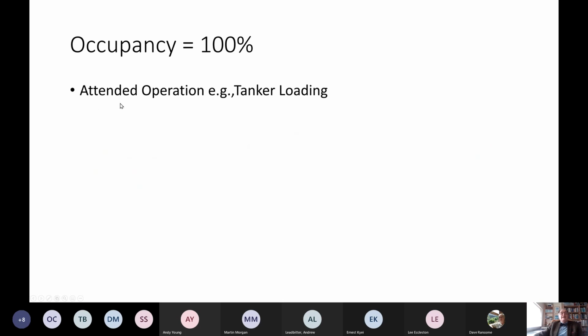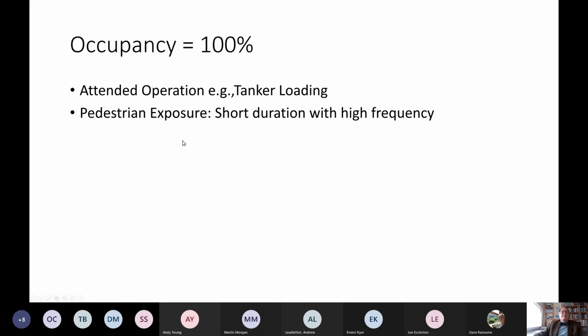So if it is an attended operation which presents the hazard, for example, the tanker loading, then occupancy cannot be claimed as a conditional modifier. It would in fact be 100%. Another example is with pedestrian exposure. I met this circumstance with a client just recently, where pedestrians were walking through a potential hazard zone. Now, the hazard would only arise very infrequently, hundreds of thousands of years, whatever it might be.